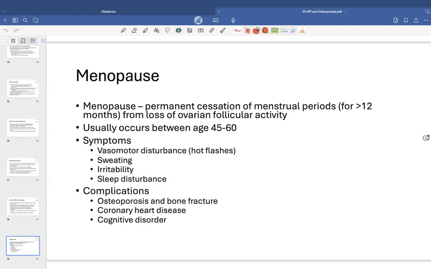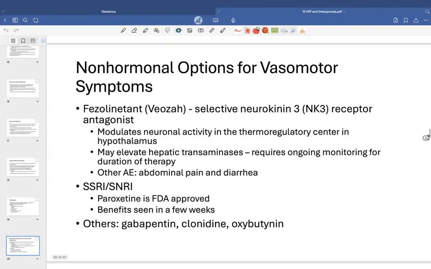So the idea here is to hopefully, with hormone replacement, manage the menopausal symptoms and to some degree help mitigate the other longer-term complications of estrogen loss. But before we get into that, there are some ways to manage the vasomotor symptoms without involving hormones.